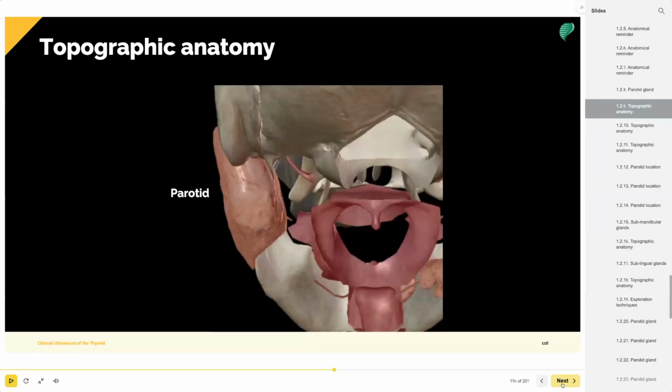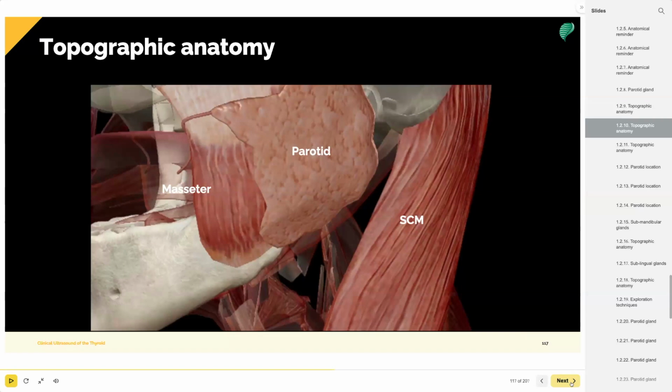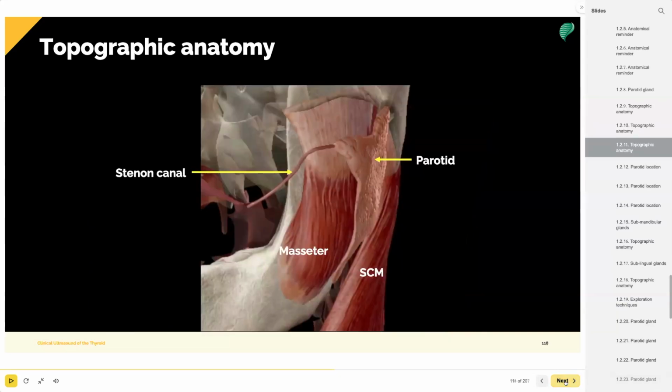From the posterior view, we can observe that the parotid gland primarily encompasses the angle of the jaw. So you can see here. I'm going to go to the next one. So this is another image here. In this image, we can also visualize the sternocleidomastoid muscle, the parotid gland, and the masseter. This is another image of all of the structures and how they relate to one another in terms of anatomy.